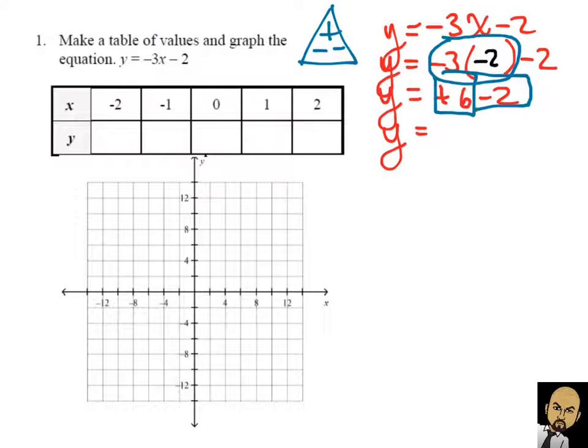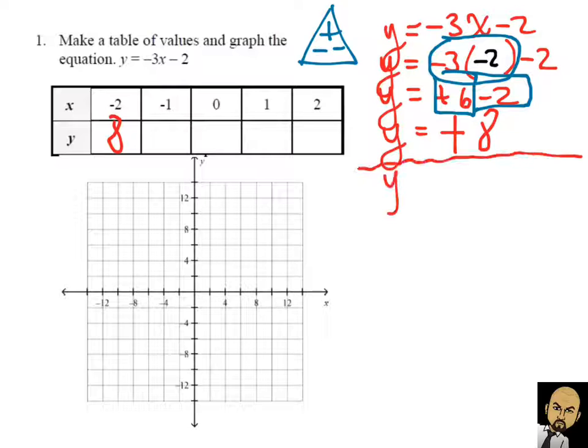Now, I like to use War and Peace, and of course everybody knows that 6 minus 2 is 4, but I'm going to pretend that I think it's 8. So I'm going to go ahead and put positive 8, and I'm going to show you why later. So let's leave it as positive 8.